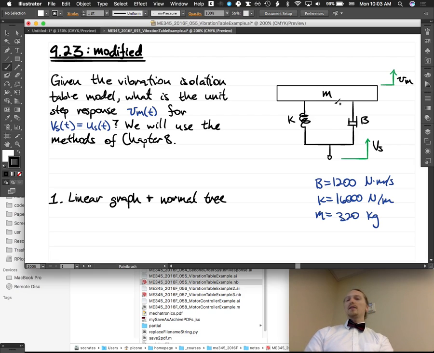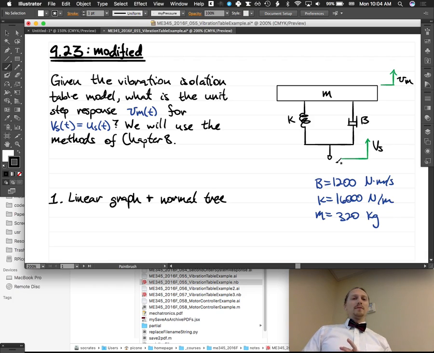So the mass is like the vibration isolation table. A lot of times these vibration isolation tables have a large, massive tabletop, and then the support structure has a stiffness associated with it and some damping. And then through the floor, let's say, there's some velocity input. And we want to see what happens if there's a unit step input, just to see what's going to happen with the system as it responds.